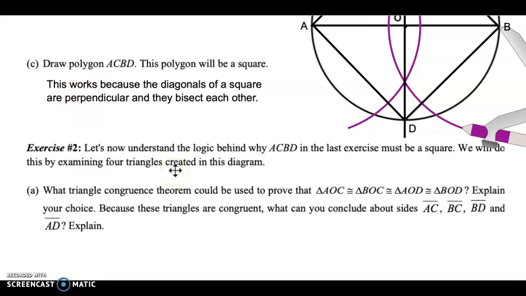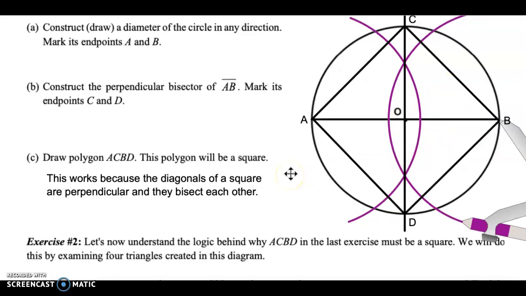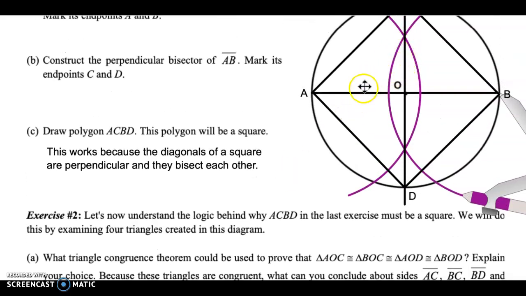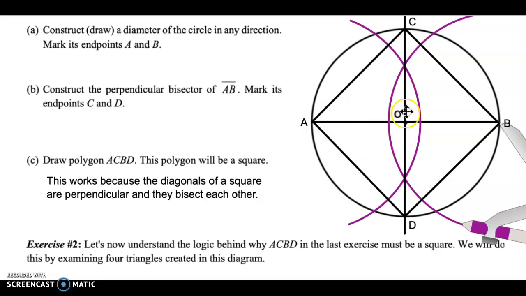But they want us to understand the logic behind why ACBD in the last exercise must be a square. So we're going to look at the 4 triangles created in this diagram. So you can see there's a triangle in the top left, a triangle in the bottom left, a triangle in the top right, and a triangle in the bottom right. And they want to know why those triangles are congruent to each other and to explain why. Well, remember, this is a perpendicular bisector. So those sides are all going to be congruent to each other. But more importantly, AO, OC, OB, and OD are all the radii of that circle. And all the radii have to be equal to each other no matter where you draw them. So all those sides are congruent to each other.